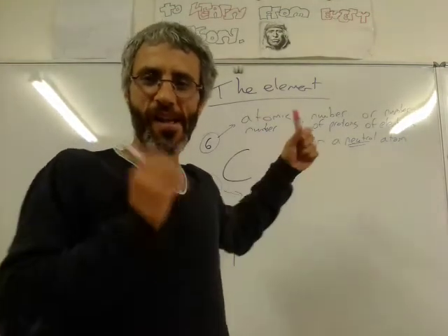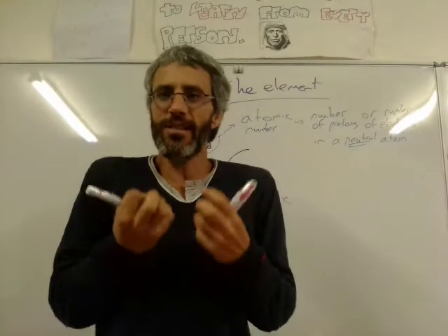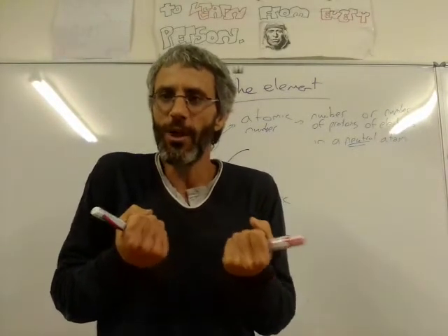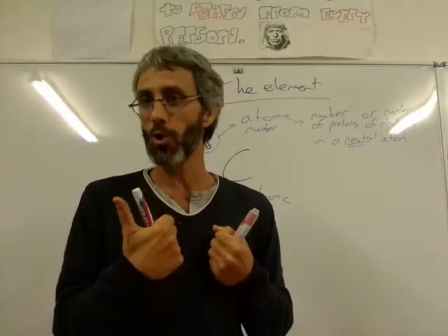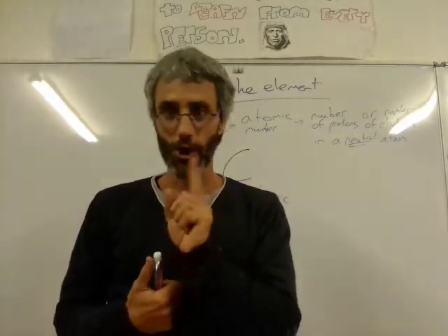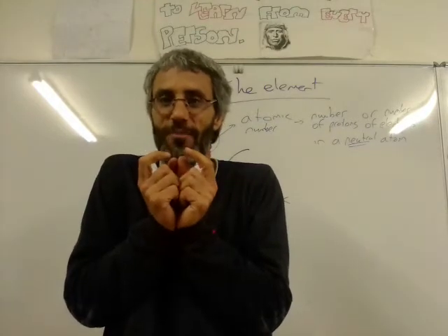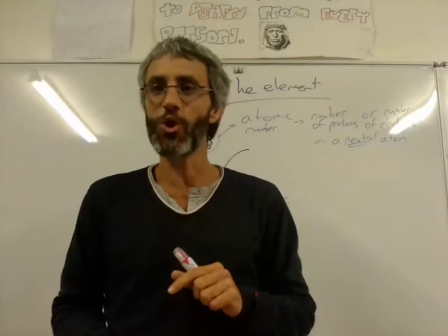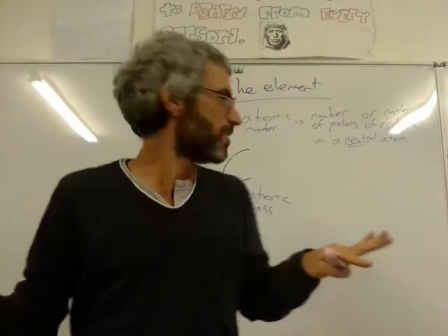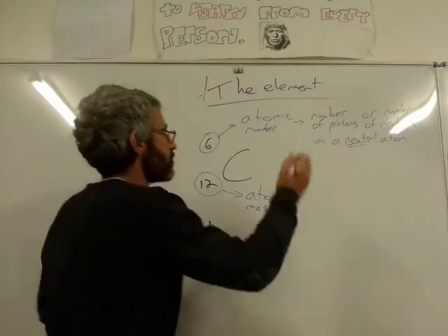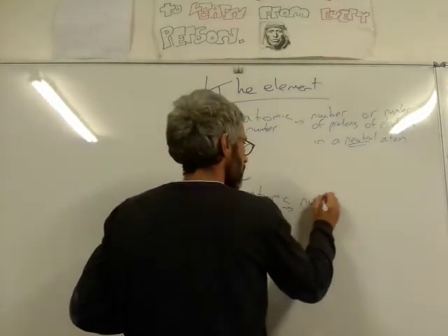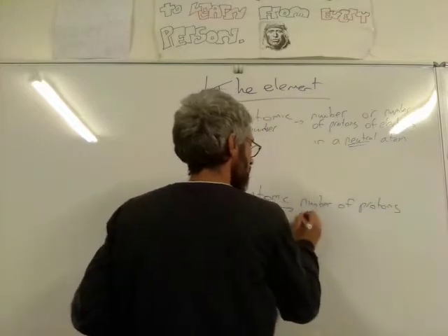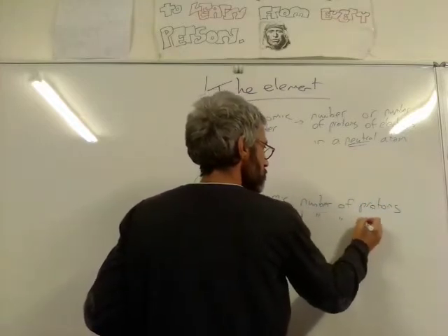So atomic mass is basically how heavy the atom is. And if you remember from our lesson on the atom, what makes the mass of the atom is the protons and the neutrons, not the electrons. The electron has very, very little mass. So it's the number of protons plus the number of neutrons. We forget about the electrons here. Now, let's first of all write it down. So it's the number of protons plus number of neutrons.